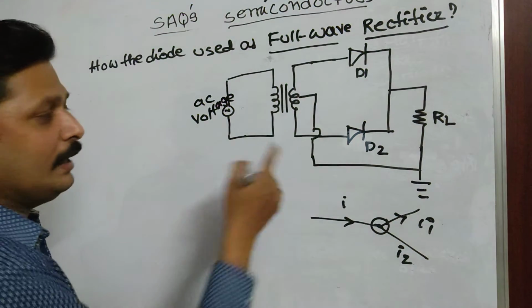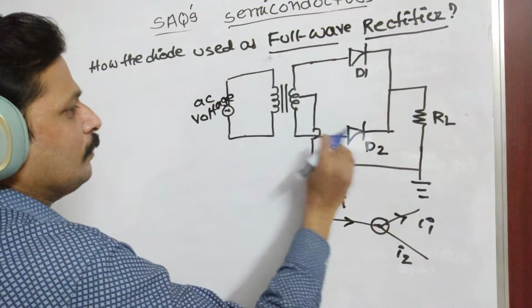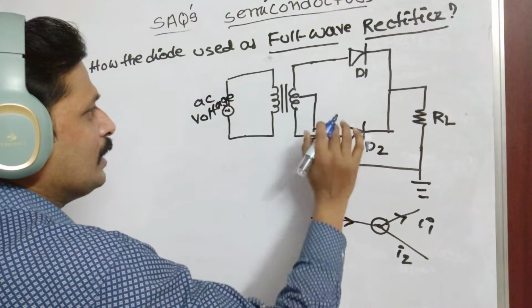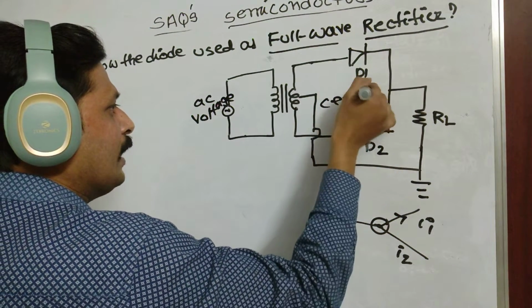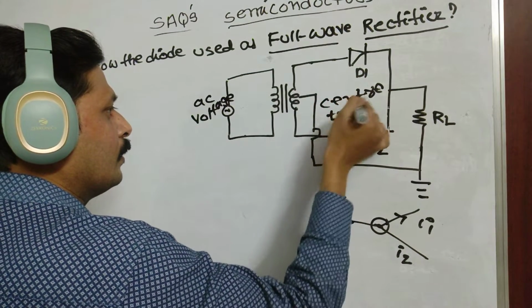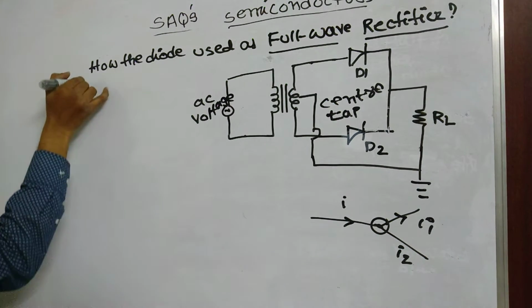The same thing is extended here also. The transformer helps to split the current. One is towards D1, the other towards D2 with the help of this arrangement. This arrangement is called center tapped arrangement. What is the arrangement? Center tap arrangement.